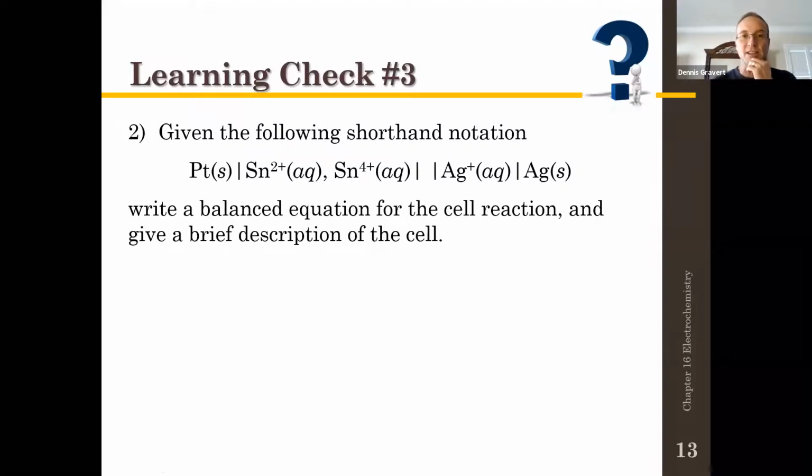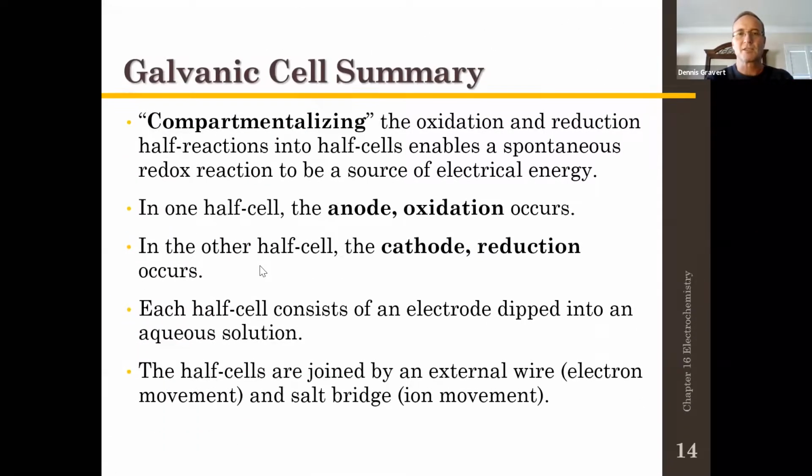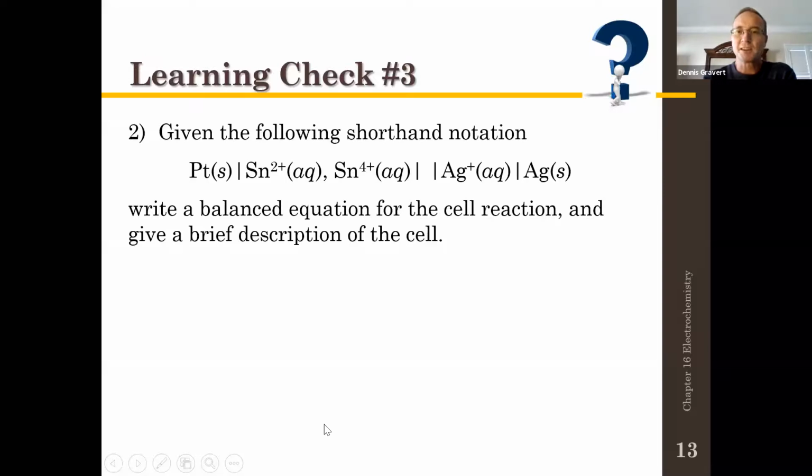Okay, we can go the other direction now. Given the following shorthand notation, write a balanced equation and give a brief description. You don't have to do this, but I'm a visual learner, so it will help me if I draw it out. So we're going to start over here. It's alphabetic order, anode, then cathode. So this is the anode, and this is the cathode. So we know this is oxidation, and this one is reduction.